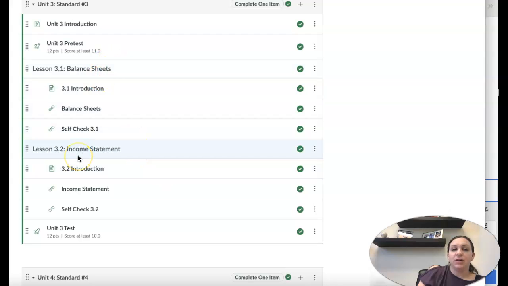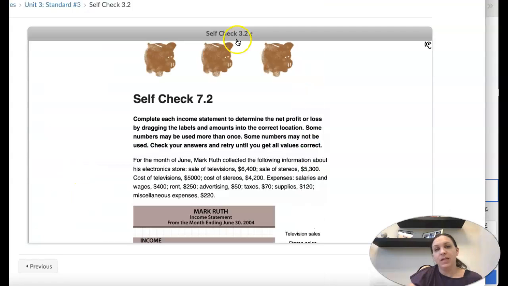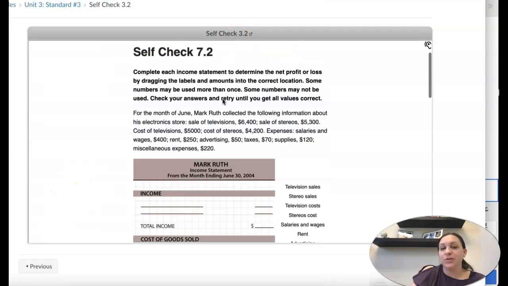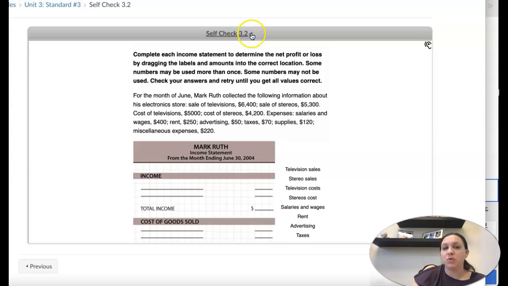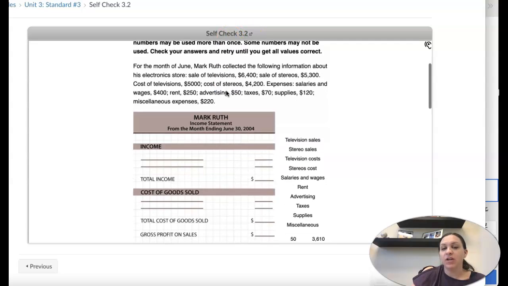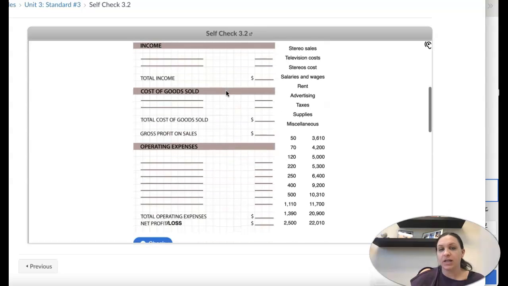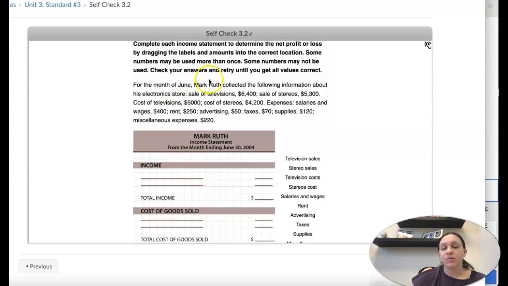So now we're going to look at income statements for 3.2. If you click on 3.2, it says 7.2, but this is really 3.2. An income statement takes all of our income plus cost and then operating expenses, and it can tell a business owner if you're making a profit or if you're losing money. It organizes all that information. Okay, so like our last one, it's drag and drop.